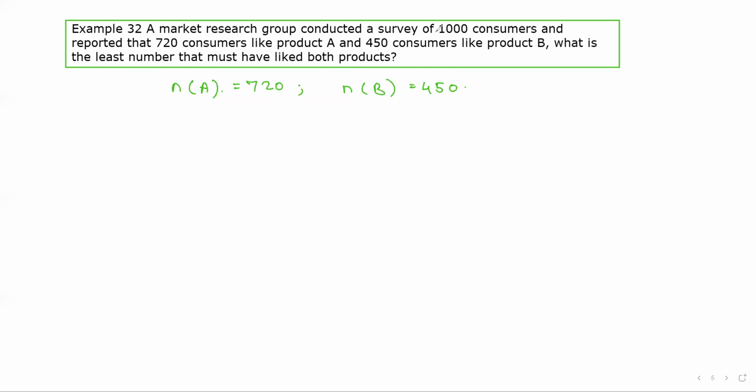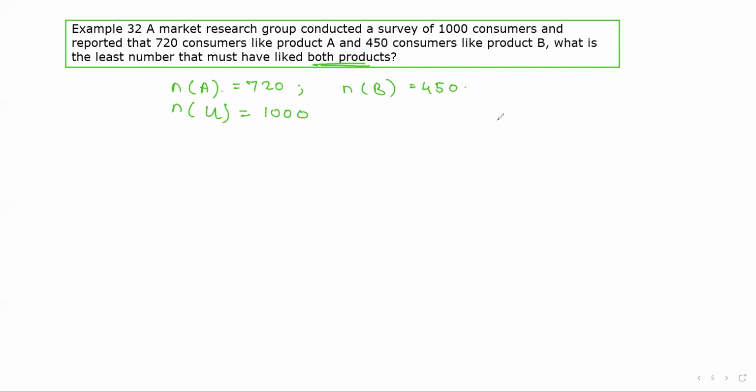A market survey was conducted on 1,000 consumers. We don't know whether all the consumers consumed products A and B, or either one of A and B. Hence, for the time being, we consider this as a universal set with 1,000 as the number of the universal set value. Now you have to find the least number that must like both the products.